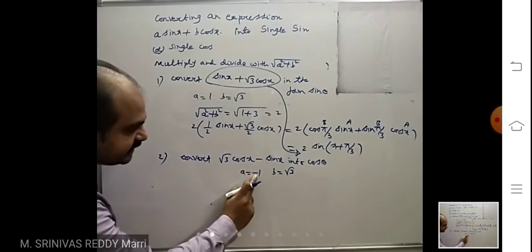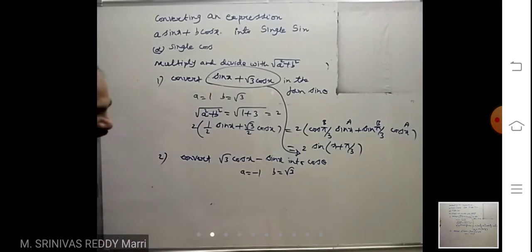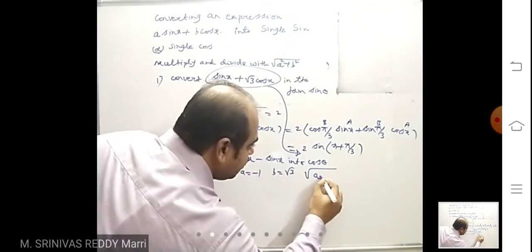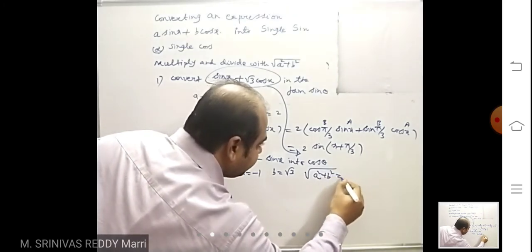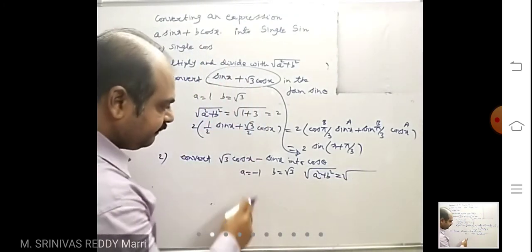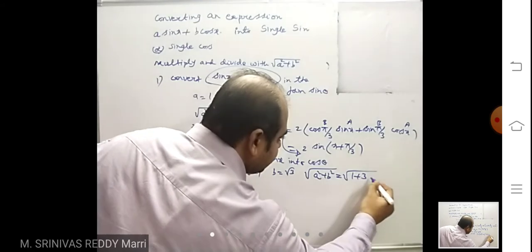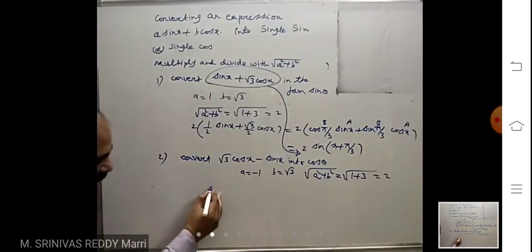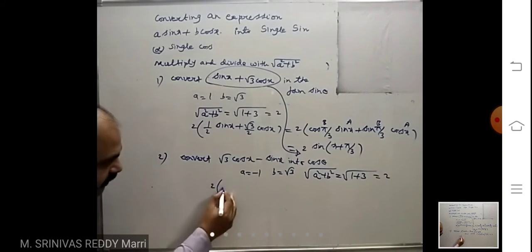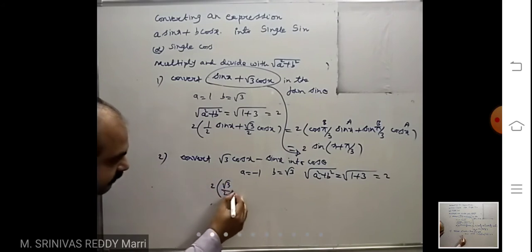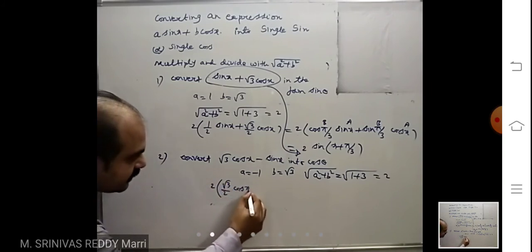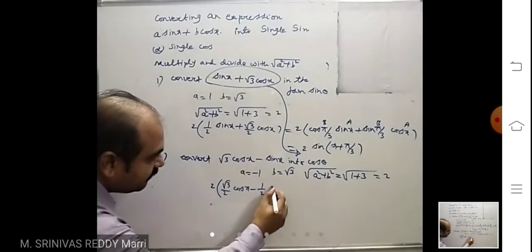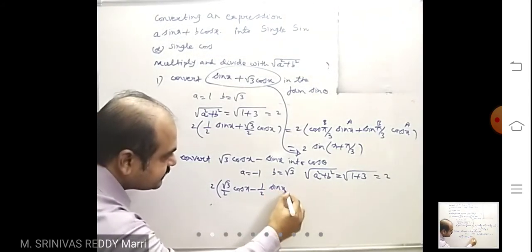Before sin x, what is there? A. Before cos x, what is there? B. That means root of A square plus B square. Find out. Root of, this is A square means 1 plus 3. What is that? 2. Now multiply and divide by 2. Multiply and divide by 2. 2 into root 3 by 2 cos x minus 1 by 2 sin x.